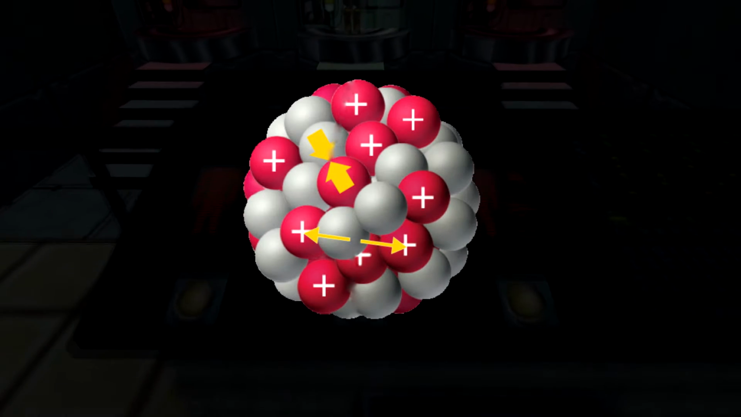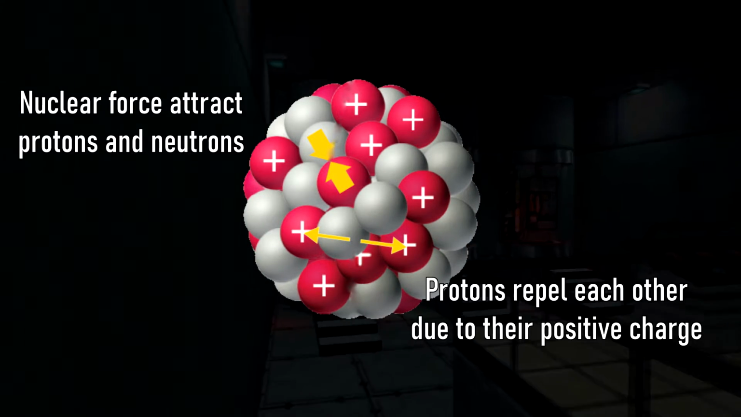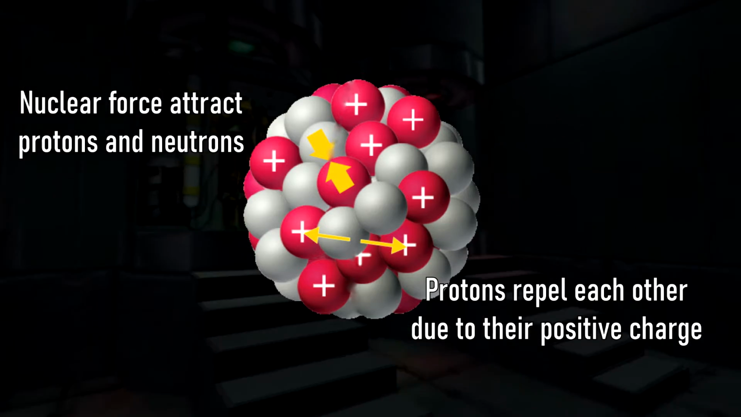Atomic nuclei consist of protons and neutrons. Neutrons attract each other through nuclear force, while protons repel each other via the electric force due to their positive charge. These two forces compete, leading to various stability of nuclei.